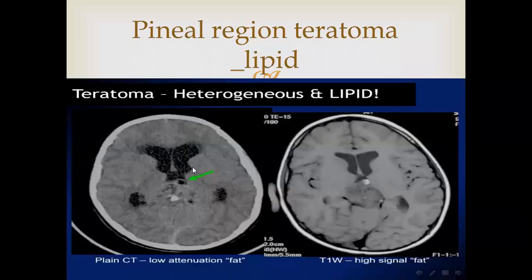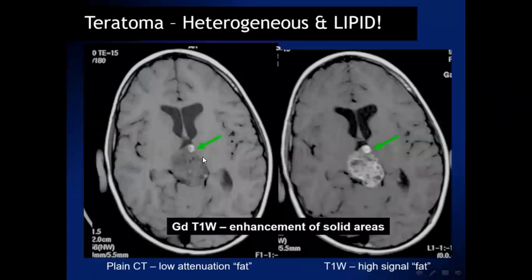Another example of teratoma containing fat: on axial CT, there is low attenuation fat in this area. On the T1 weighted image, this fat shows high signal intensity. This is a multilobulated mass with different attenuation levels posterior to the third ventricle. After gadolinium, the T1 weighted image shows enhancement of the solid area, which is the typical appearance of teratoma.